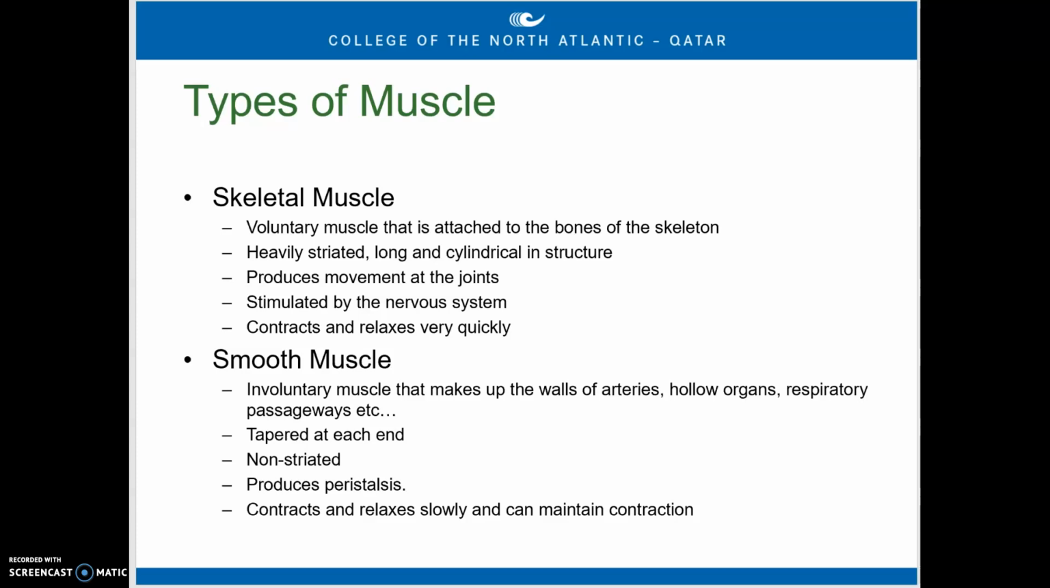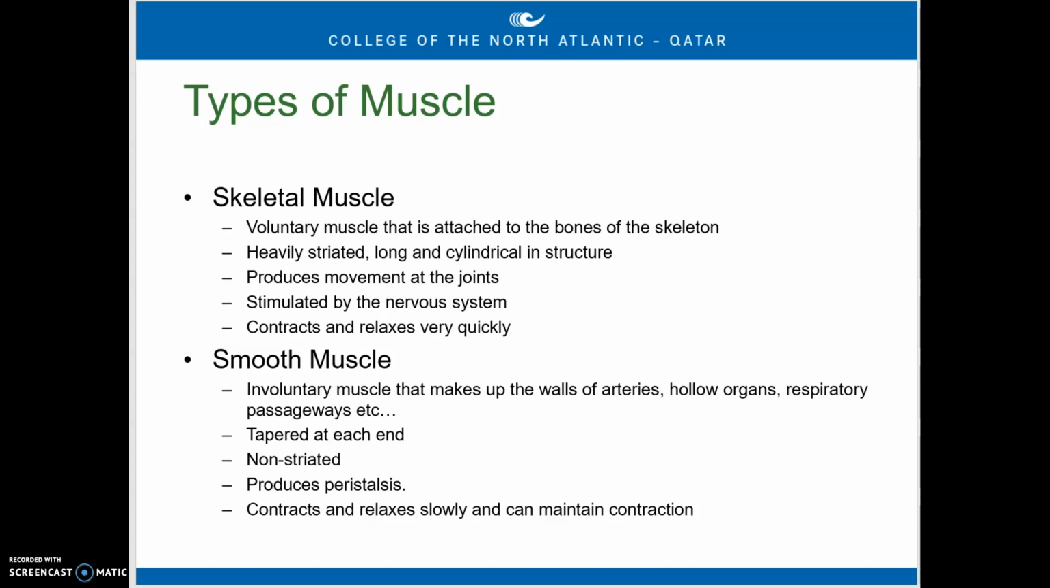So we've got three basic types of muscle. The first one is, of course, skeletal muscle. And these are the voluntary muscles that are connected to the bones of the skeleton. That's how it gets its name. And it's the ones that we can move freely ourselves. That's the voluntary part.